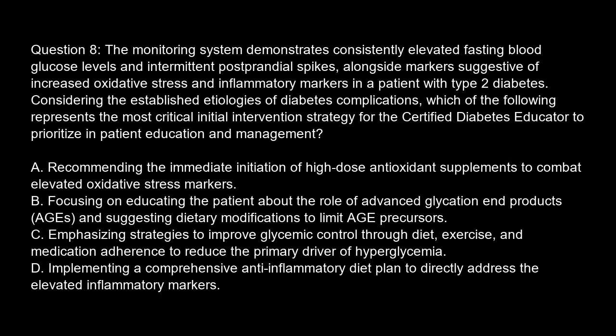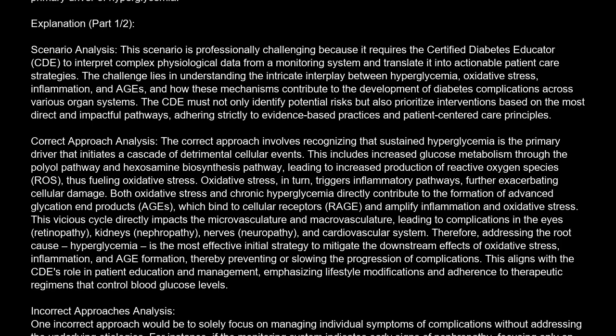to limit AGE precursors. Option C. Emphasizing strategies to improve glycemic control through diet, exercise, and medication adherence to reduce the primary driver of hyperglycemia. Option D. Implementing a comprehensive anti-inflammatory diet plan to directly address the elevated inflammatory markers. The correct answer is C. Emphasizing strategies to improve glycemic control through diet, exercise, and medication adherence to reduce the primary driver of hyperglycemia.